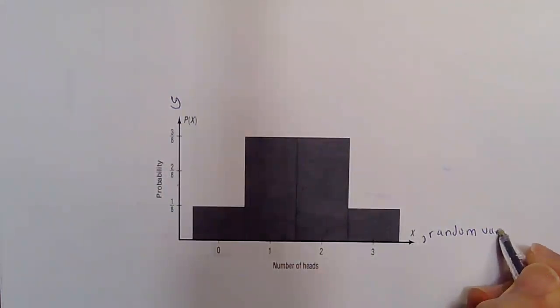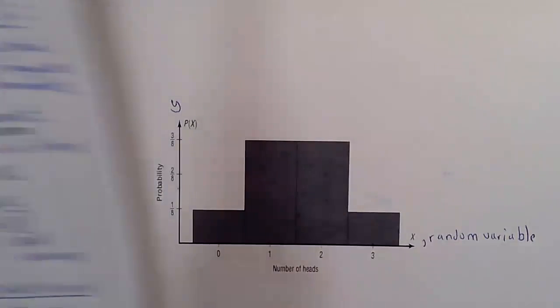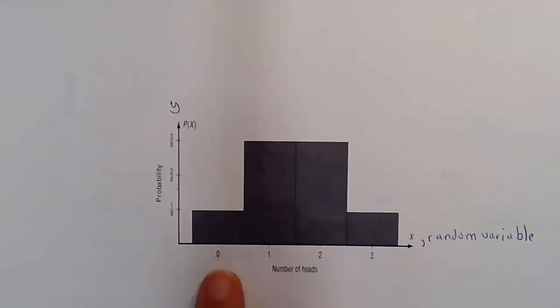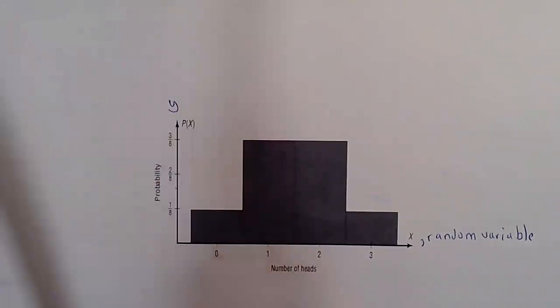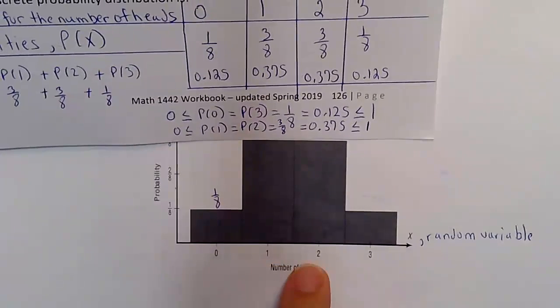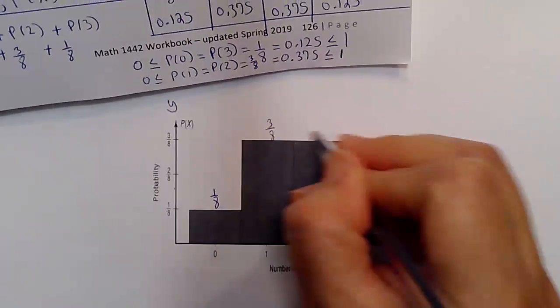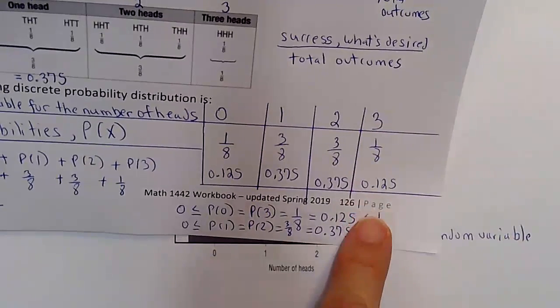Your random variable X was the number of heads. So no heads, 1 head, 2 heads, 3 heads: 0, 1, 2, 3. So at 0 it was 1/8. At 1 head and 2 heads, remember they were the same? Those were 3/8. And then back down at 3 it is 1/8.